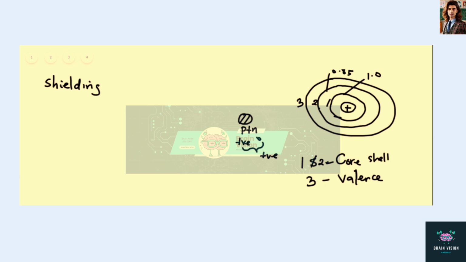So the core shell shields more. Or the core electron, I would rather say, the core electron shields more. And do not forget, the core electrons are contained in the core shell, and valence electrons are contained in the valence shell.